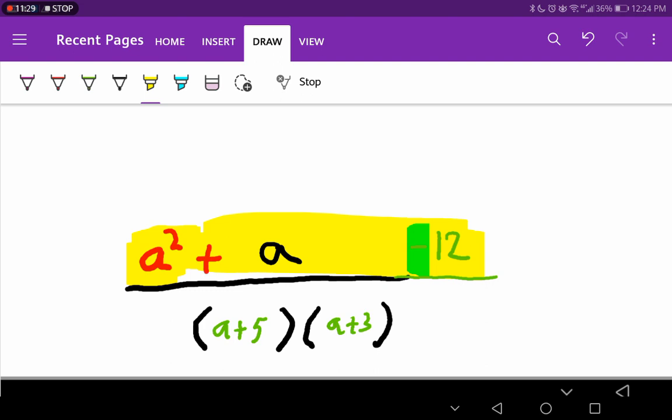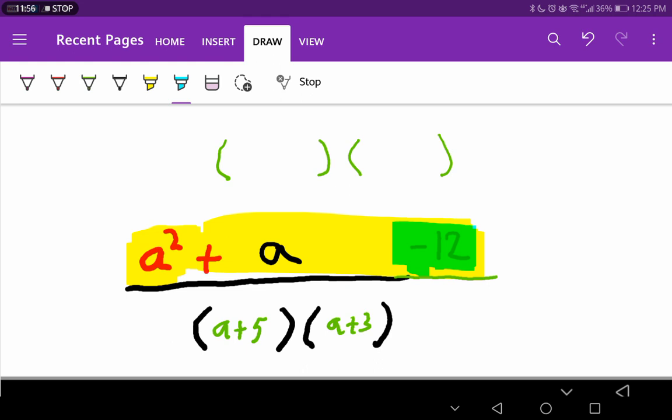It's called a quadratic equation. And for a quadratic equation, I need to factor it. So how do I factor this? I need to check the last term and the first term. The first term is a to the power 2. What is the coefficient of a to the power 2? It is 1. So I don't need to do anything with the first term. I just look at the last term.